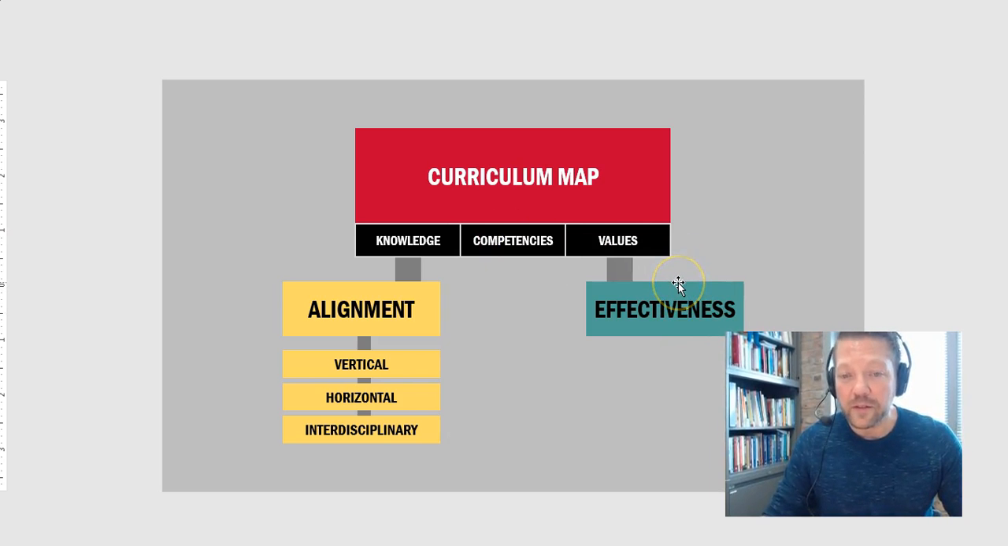With regard to effectiveness, we're looking to see if we have identified the knowledge, competencies, and values, and if we have developed them in such a way that it helps our students be prepared for their chosen professions.